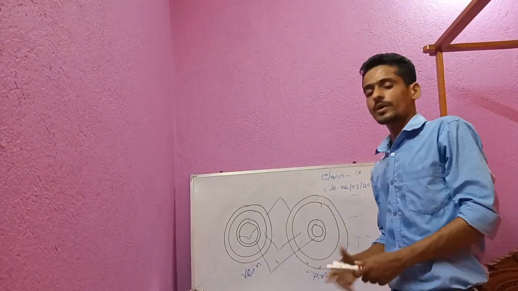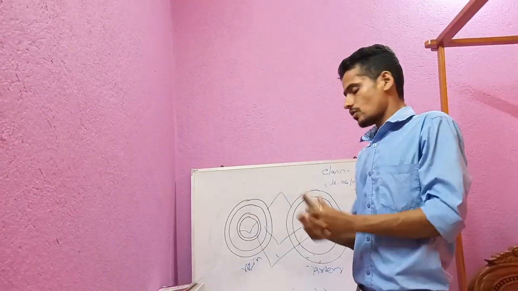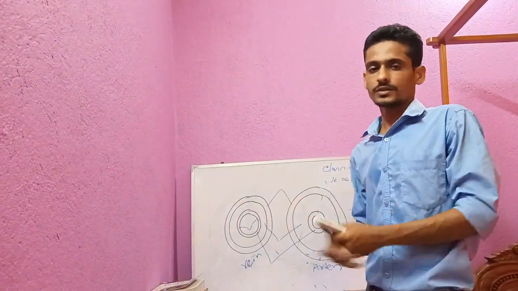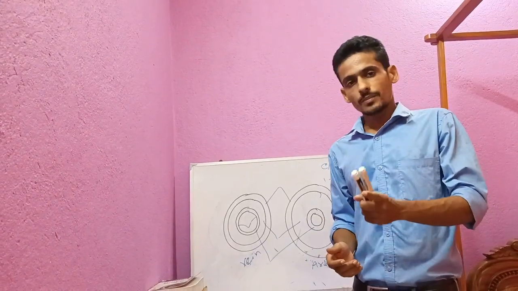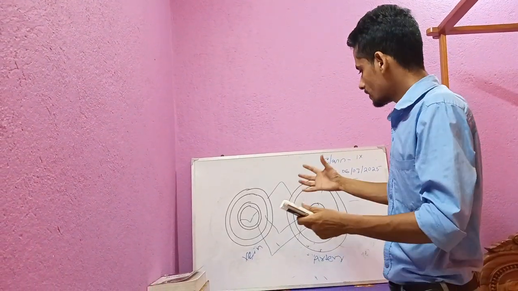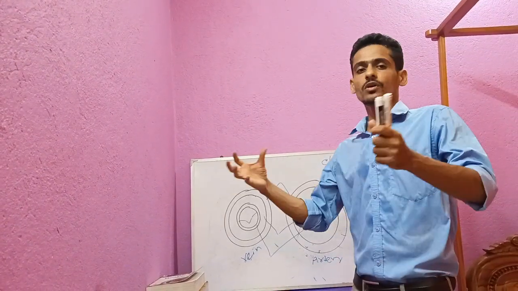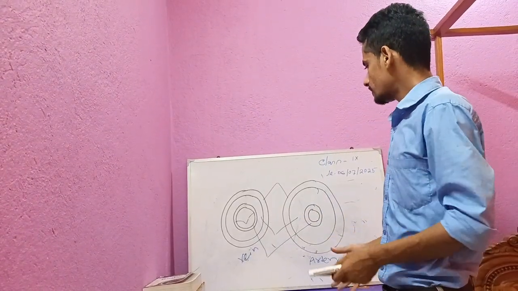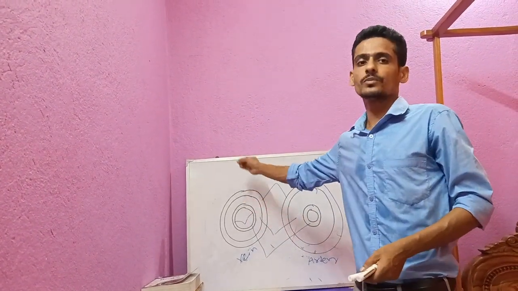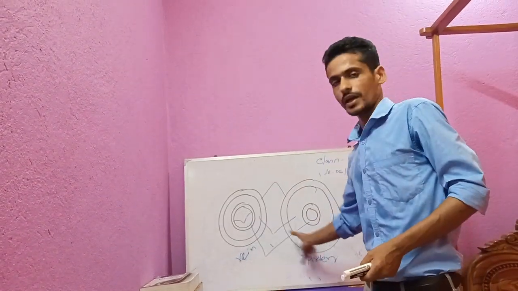And what is the function of artery? Artery basically circulates oxygenated blood from the heart to the different tissues of our body. But there is one exception, that is pulmonary artery. And vein basically drains blood from different organs of our body to the heart, basically deoxygenated blood, but there is also an exception, that is pulmonary vein. So this is the basic difference between artery and veins.